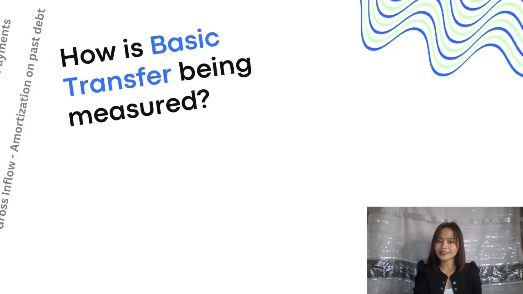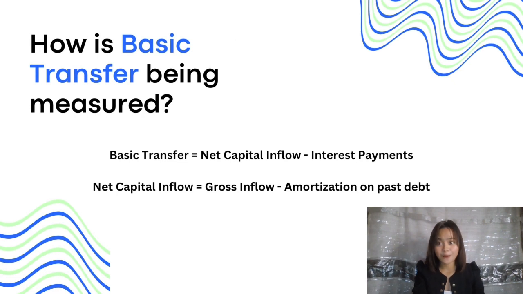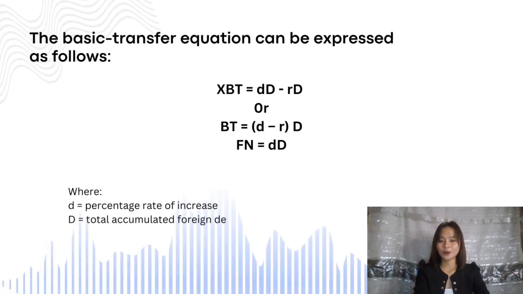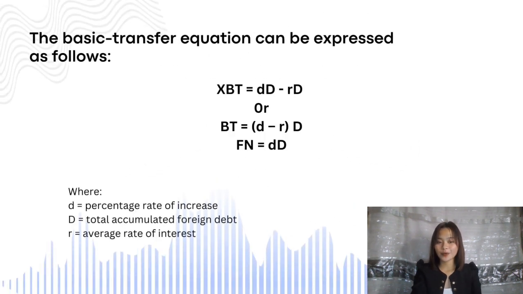But before anything else, did you know how the basic transfer is measured? Basically, it is measured as the difference between the net capital inflow and the interest payments on the existing accumulated debt. The net capital inflow is simply the difference between the gross inflow and the amortization of past debt. So the basic transfer equation can be expressed as follows. Let the net capital inflow Fn be expressed as the rate of increase of total external debt, and let capital D represent the total accumulated foreign debt, if d is the percentage rate of increase in that total debt.